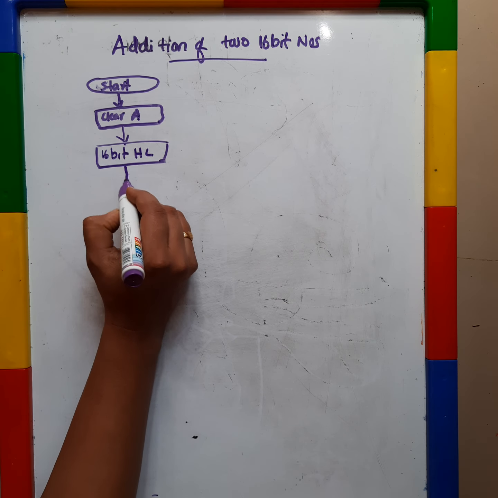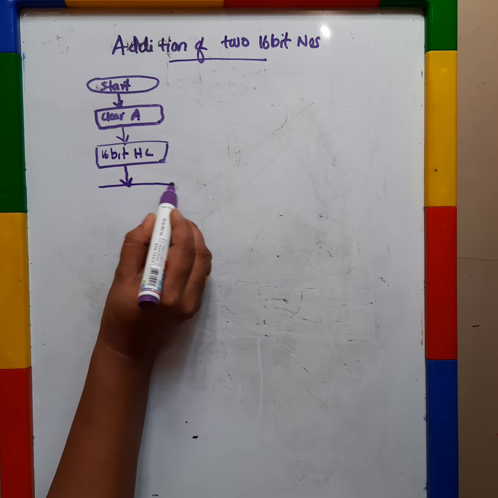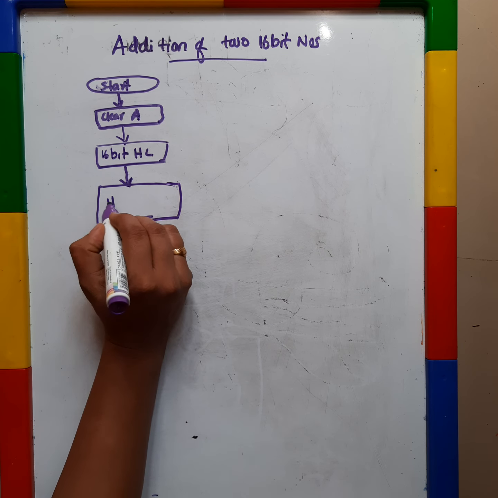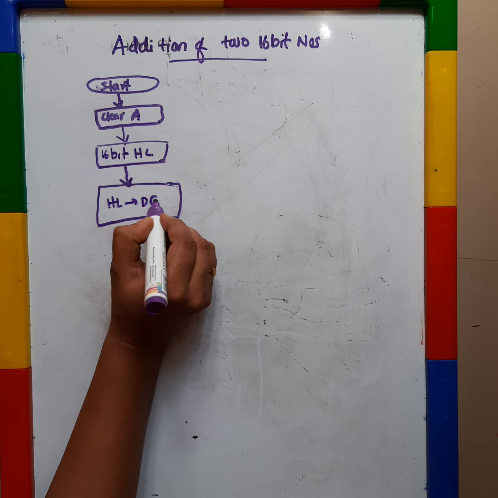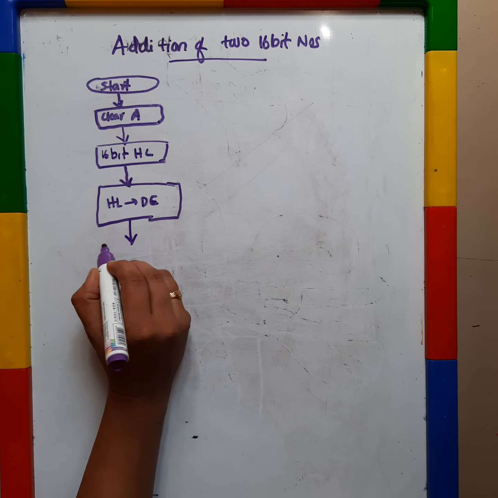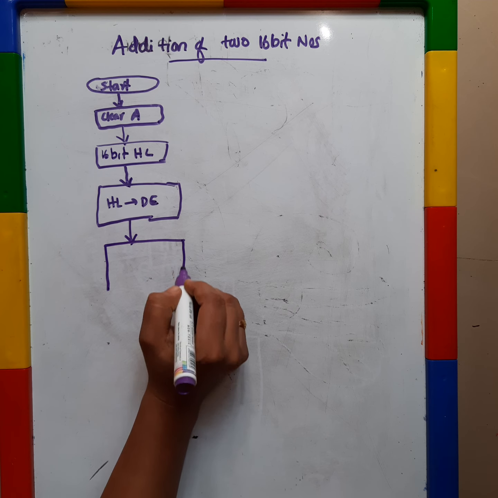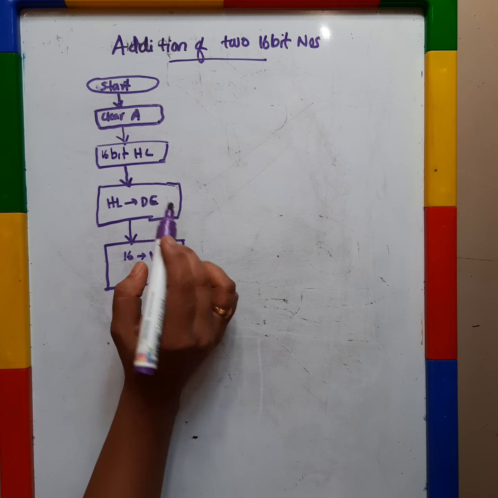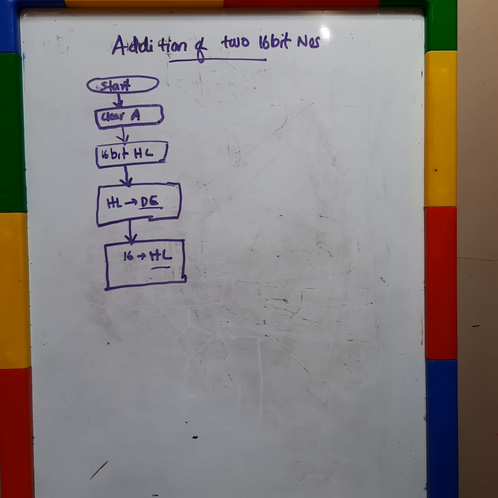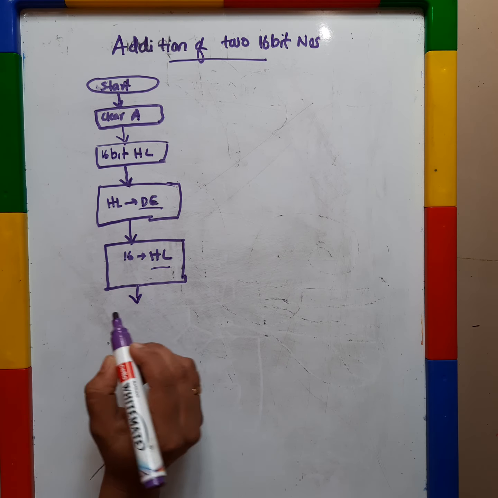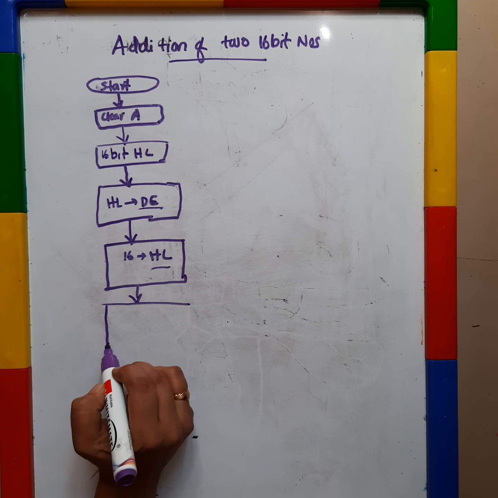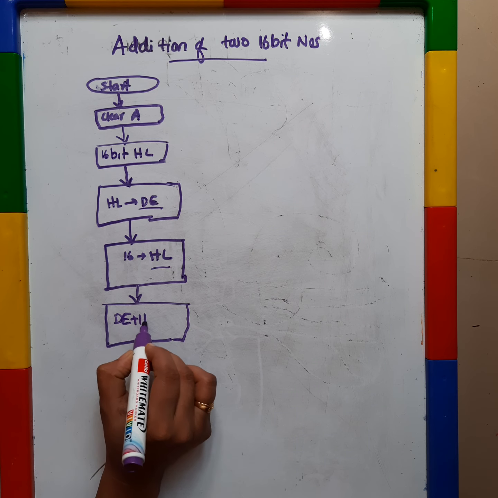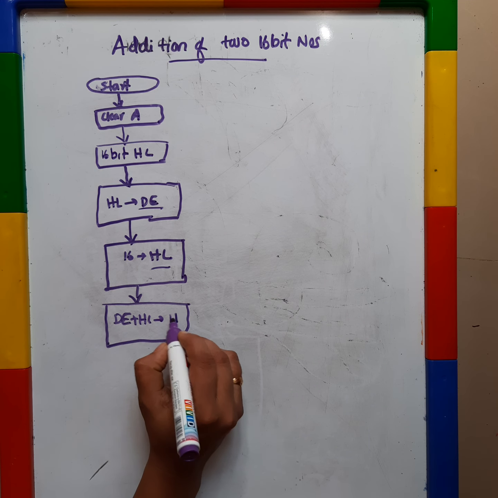Now I want to store the second data. To load the second data, I want to move the data of the HL pair into the DE pair, and after that I will again load the second 16-bit data from the memory into the HL pair. Now we have data in the DE and HL pair registers. Now we have to do the addition, and for adding 16-bit data I will add the data of the DE pair and the HL pair, and I will store the result into the HL pair.